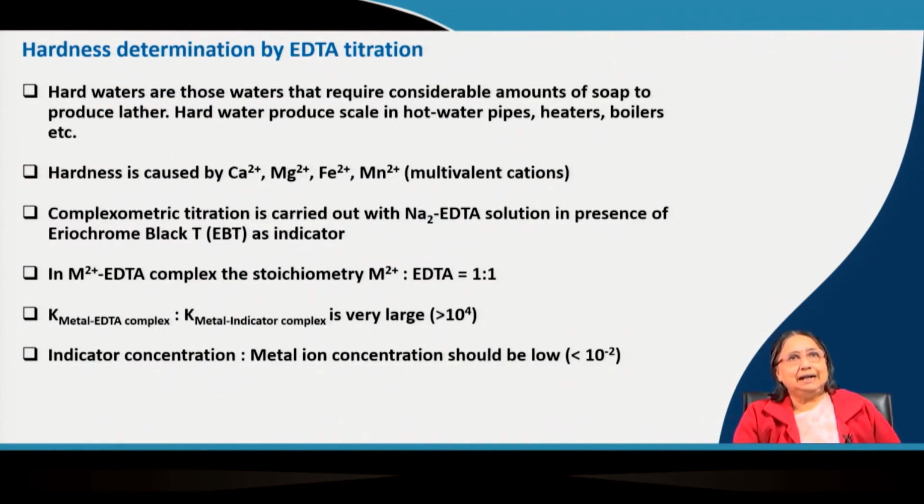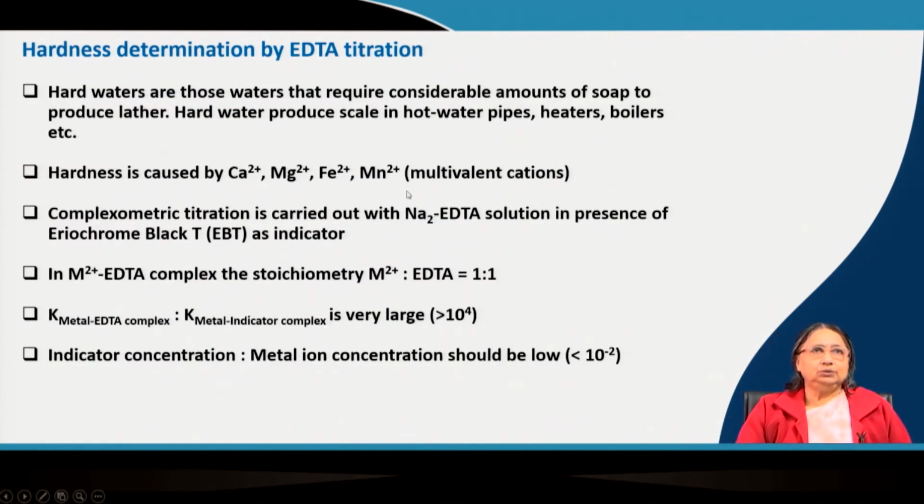Now comes the hardness determination. We always do the hardness determination by EDTA titration, ethylene diamine tetraacetic acid. How do we know that hardness is caused by multivalent cations? Although many people think that it is caused by calcium ion or magnesium ion, it can actually be caused by other multivalent ions also, like iron, ferrous, or maybe manganese, or even strontium, Sr2 plus, barium 2 plus, anything.